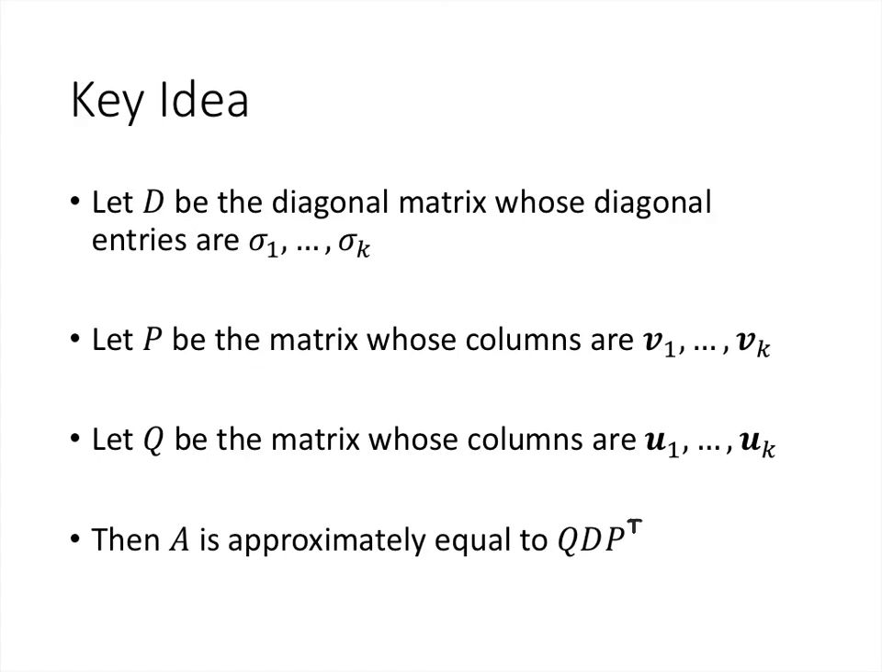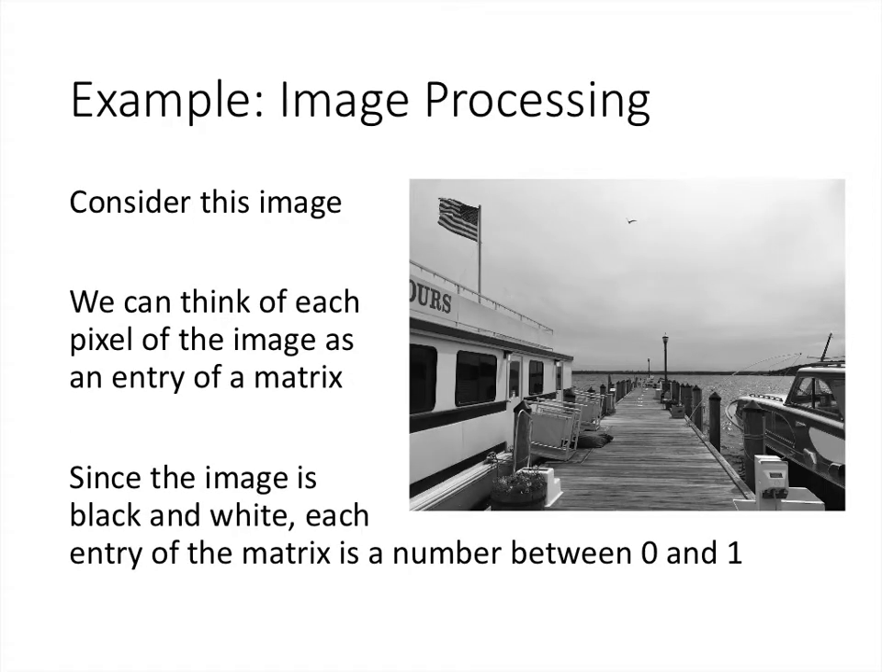So now, rather than using the full matrix sigma, we're going to use a truly diagonal matrix D, whose diagonal entries are sigma 1 through sigma k. P is going to be a matrix whose columns are v1 through vk. It won't be square anymore, typically. And then Q is going to be the matrix whose columns are u1 through uk. Now A, which equals the matrix U sigma V transpose, is going to be approximately equal to the matrix Q D P transpose. The more singular values we use, the closer that approximation will be. So what is this good for?